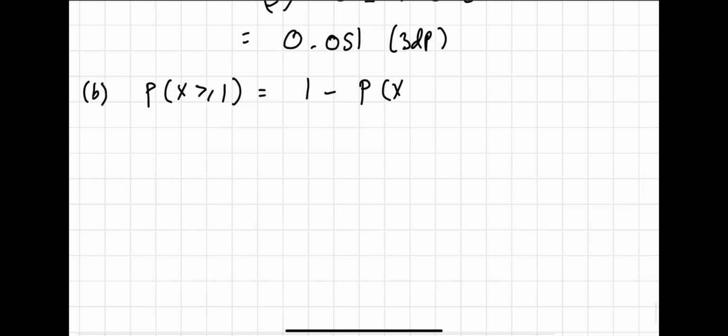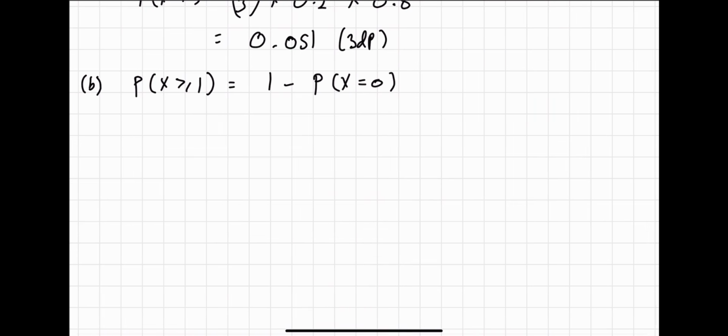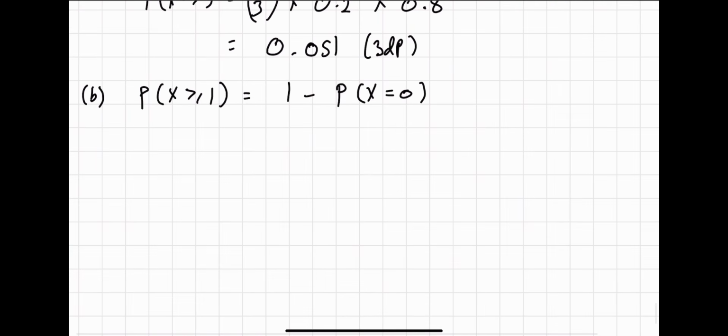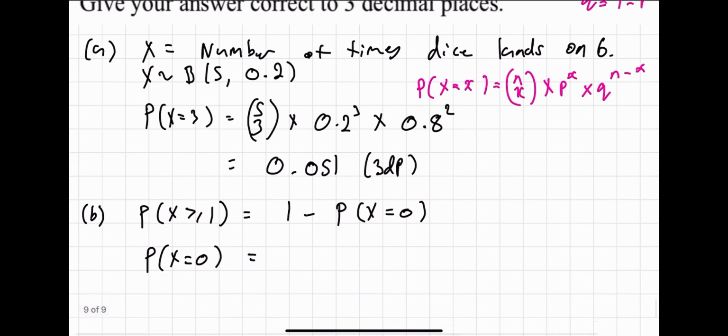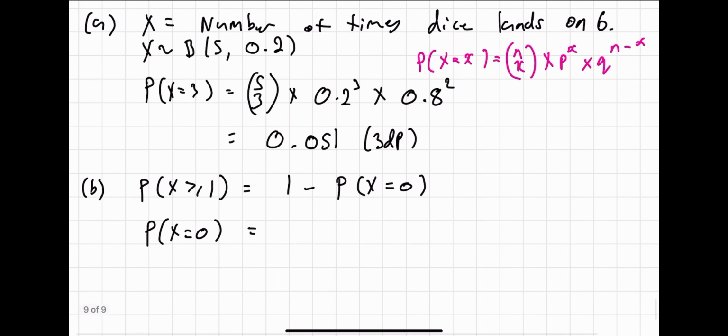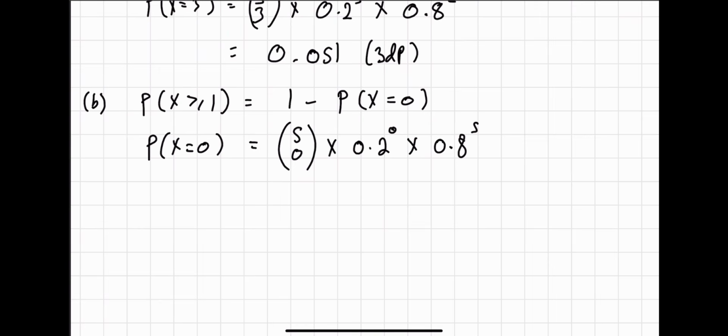You could also write less than or equal to 0, which is just the same as equaling 0, because discrete distributions can only take whole number values from 0 onwards. So now let's find the probability of x equaling 0. Well, we know we've got 5 trials, 5 choose 0, times the probability of success, 0.2 to the power of 0, times the probability of failure, 0.8 to the power of 5.